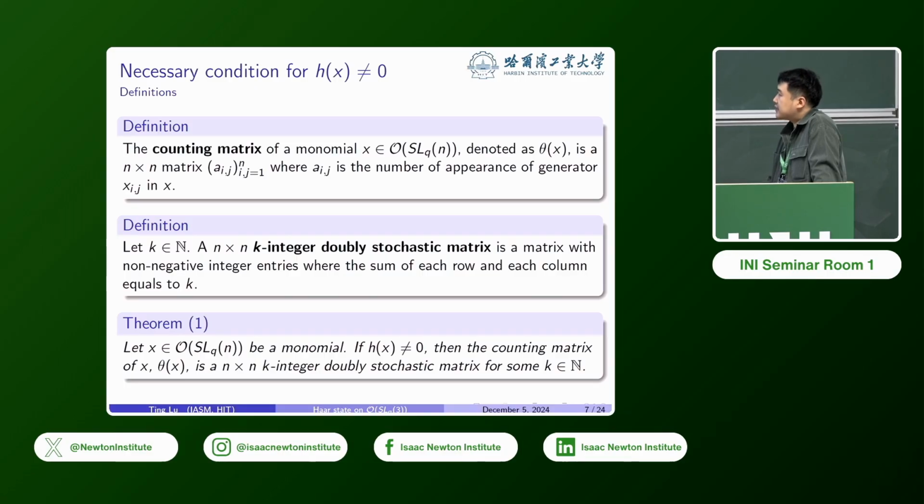And here is the characterization of a monomial to have non-zero Haar state. If the monomial has non-zero Haar state, then its counting matrix, theta x, is going to be an n by n k-doubly stochastic matrix for some k. And so this is our characterization. Then the next work we want to do is to find some essential monomials that span all monomials satisfying this condition.